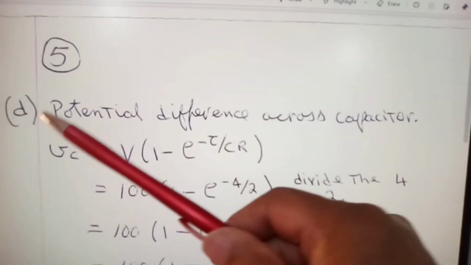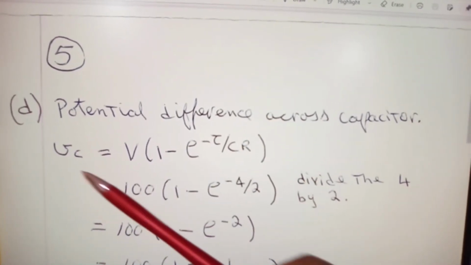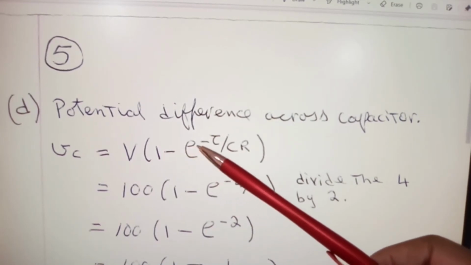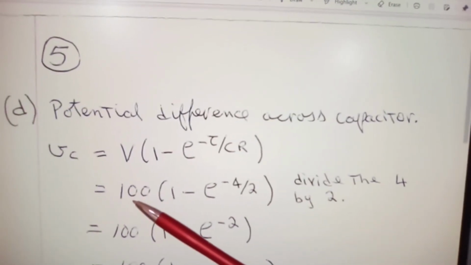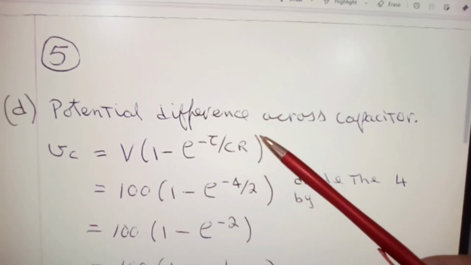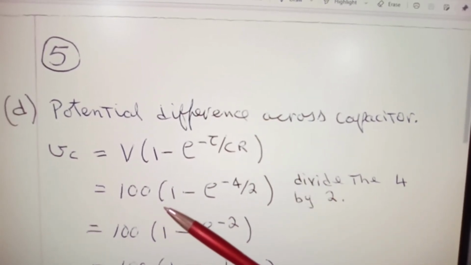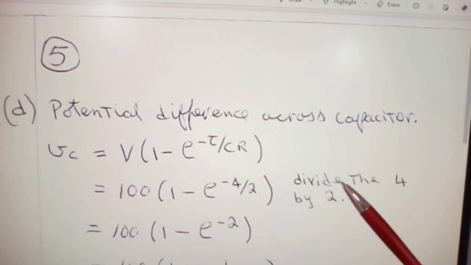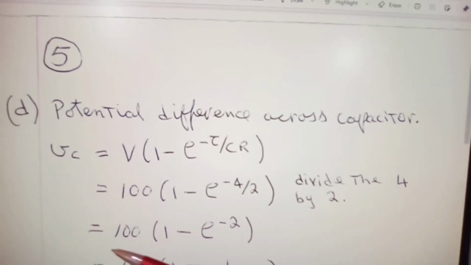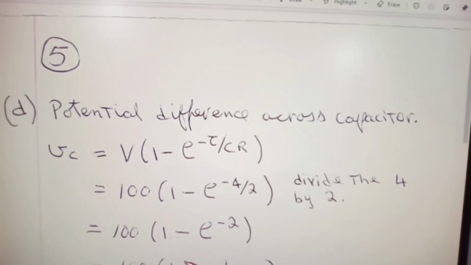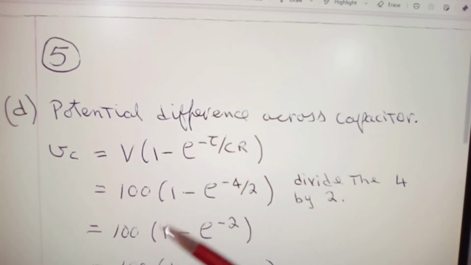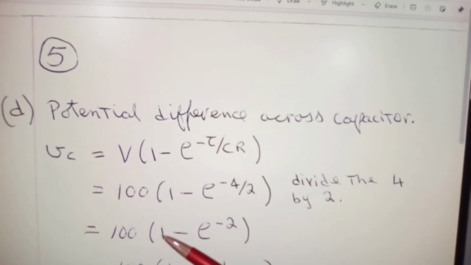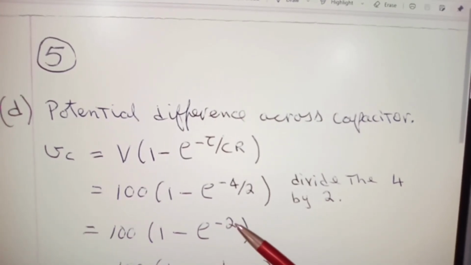Now here we have potential difference across capacitor. VC equals V open brackets 1 minus E to the minus T over CR. Now what you have is 100 open brackets, and here of course we close brackets, 1 minus E to the minus 4 over 2. Divide the 4 by 2, and that gives us 2. My apologies, I'm going ahead of myself. Equals 100 open brackets 1 minus E to the minus 2.